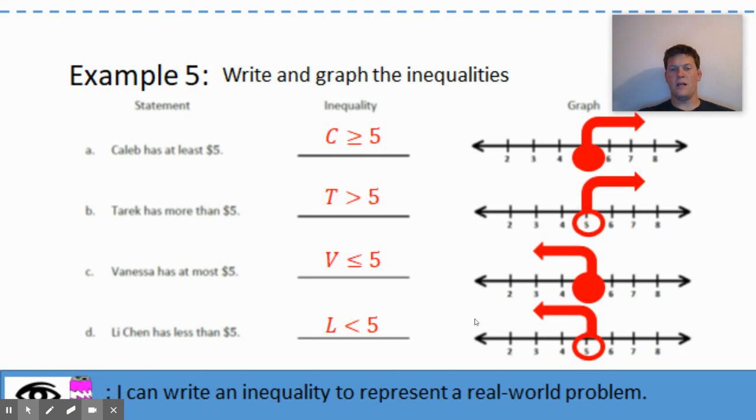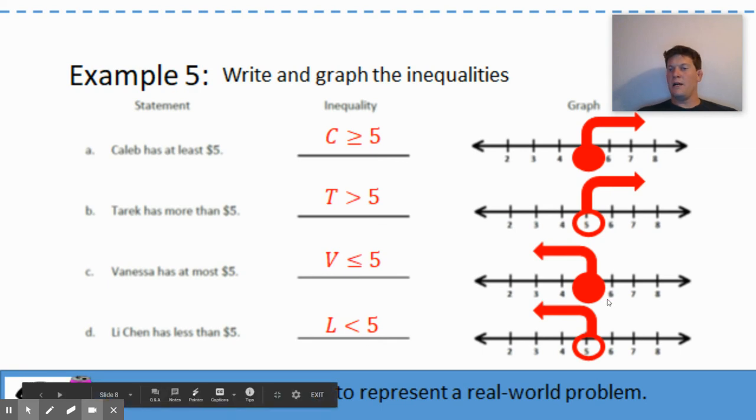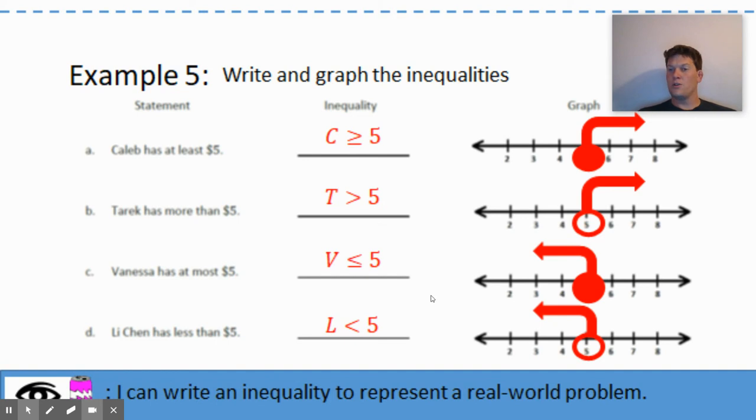I believe that's it today, guys. So we took our inequalities, quick review. We looked at which direction they go on our number lines. We looked at which symbols had open or closed circles. And then we looked at which phrases meant the different symbols.